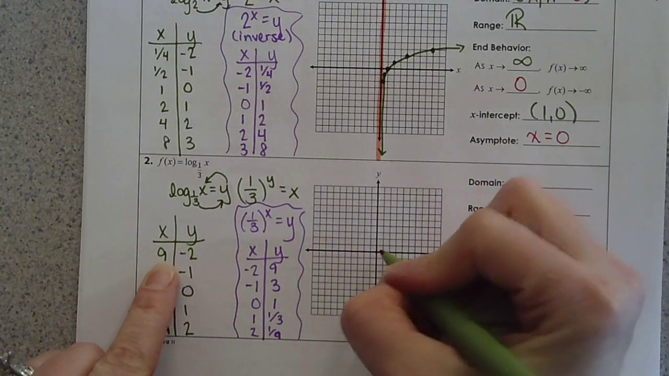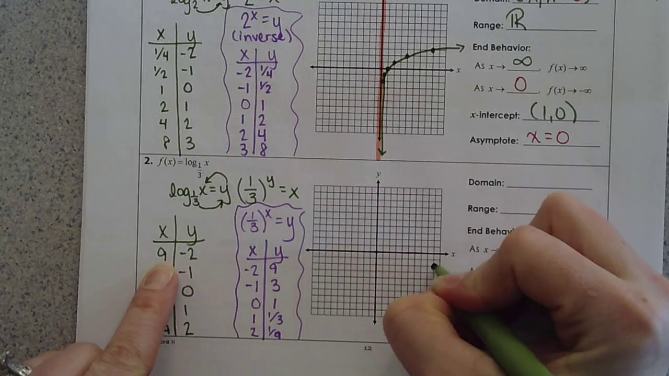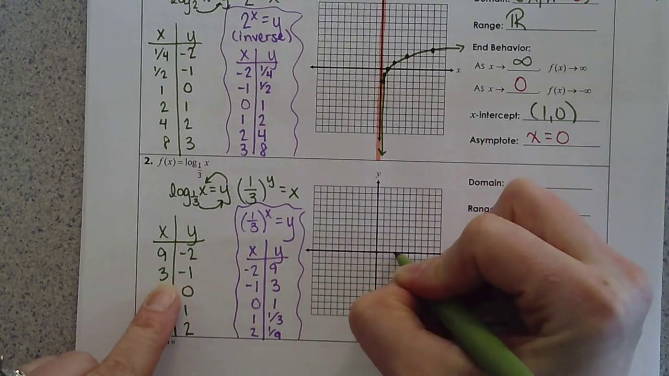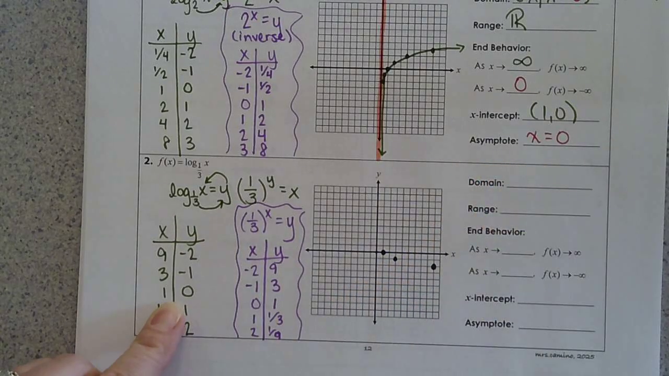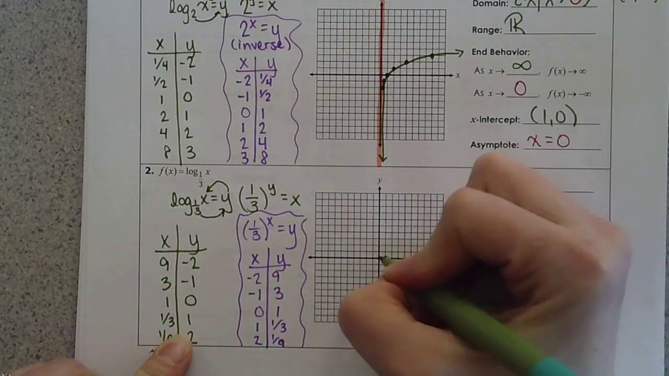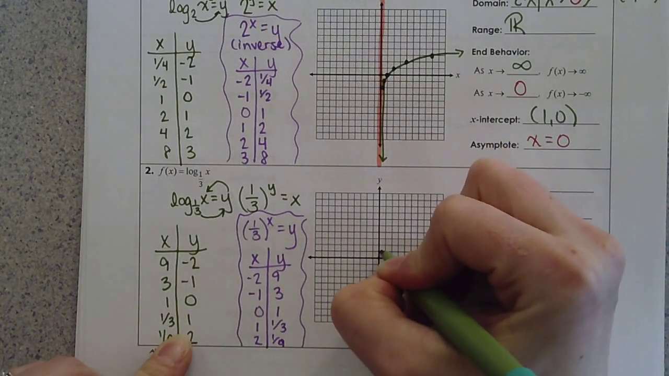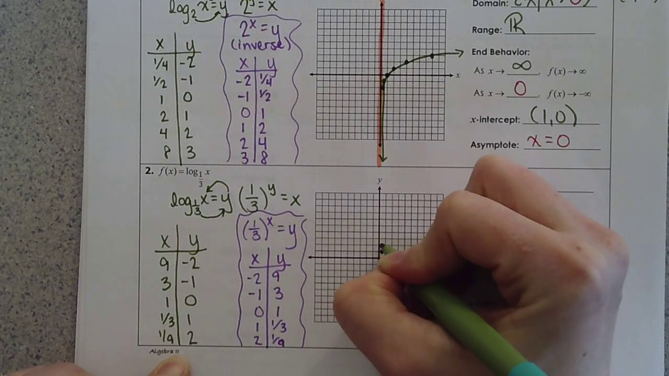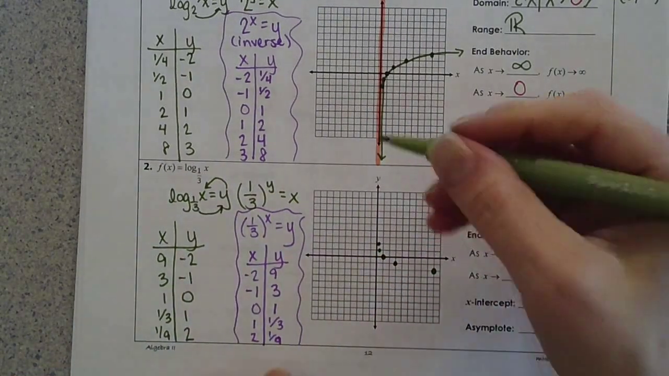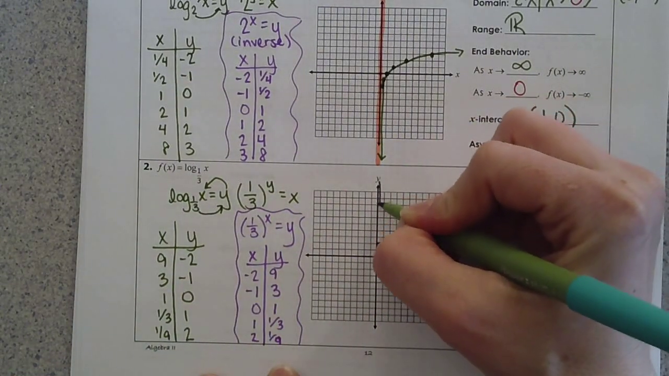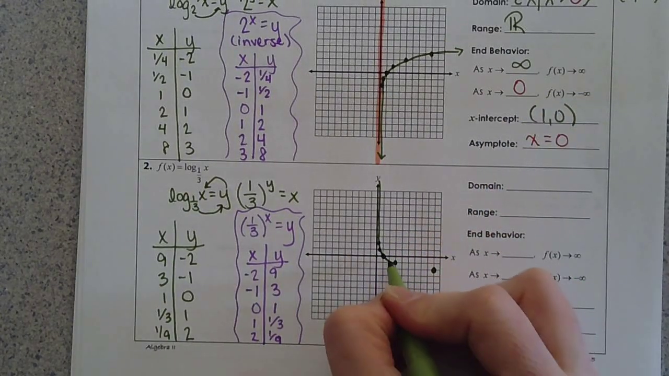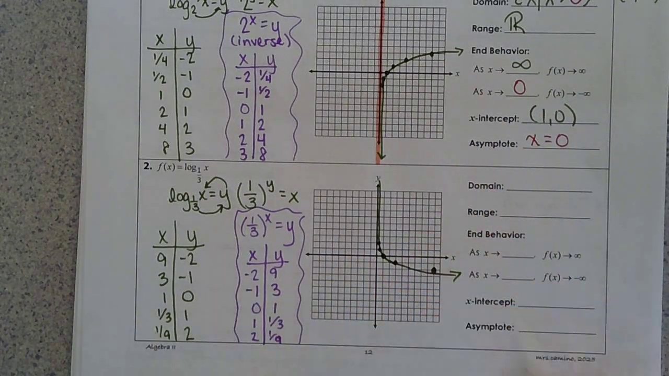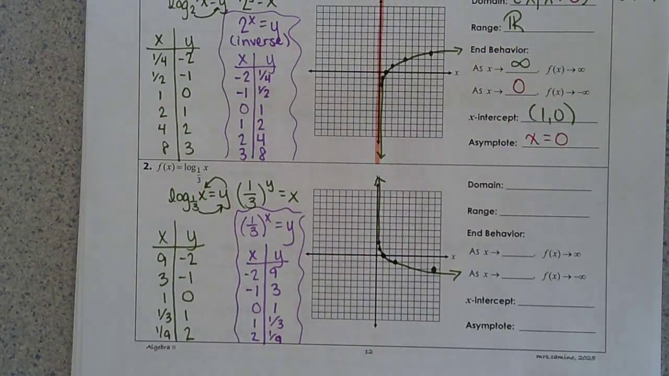So I'm going to go forward 9, down 2, forward 3, down 1, x-intercept at (1, 0), 1/3 and up 1, 1/9 and up 2. So I see my fractions getting really close to the axis here, and then going down and away.